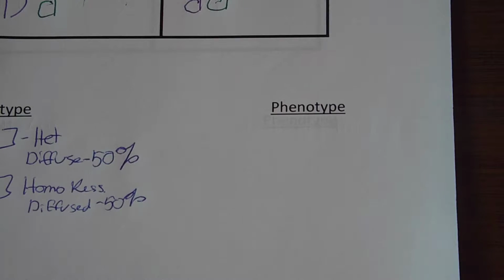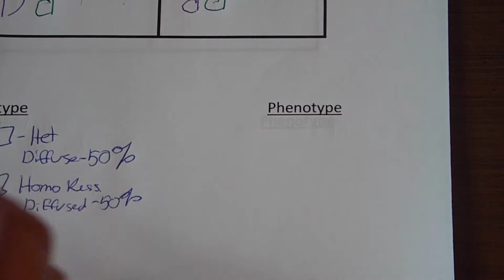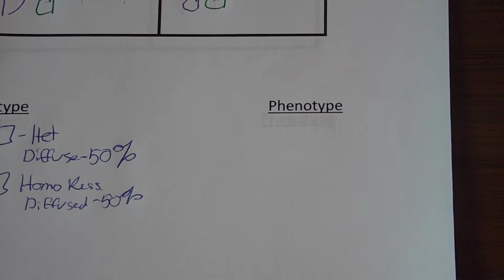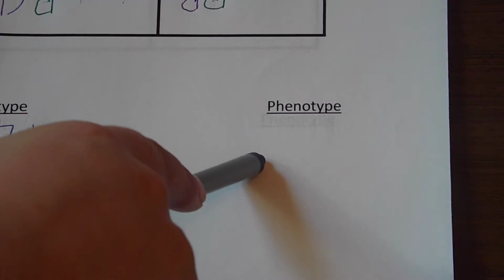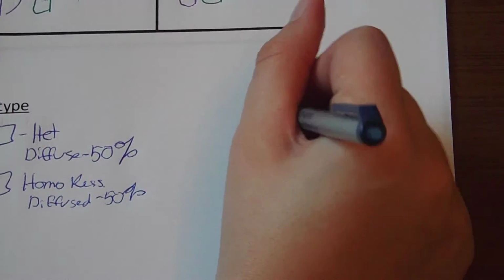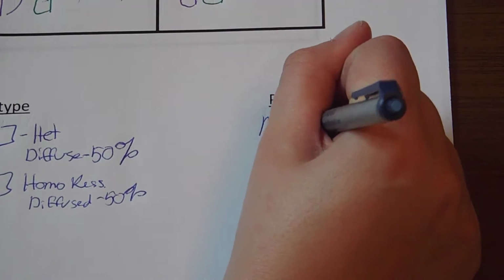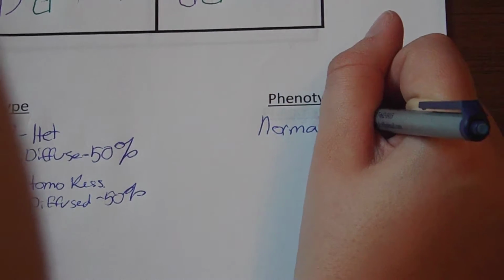And then the two phenotypes, again, are what you actually see on the snake. It's the physical appearance. And as I can see, I actually match up with the genotype here. So a het diffuse phenotype-wise would just be a normal, because that is all you see on the outside. There's two of those, 50%.